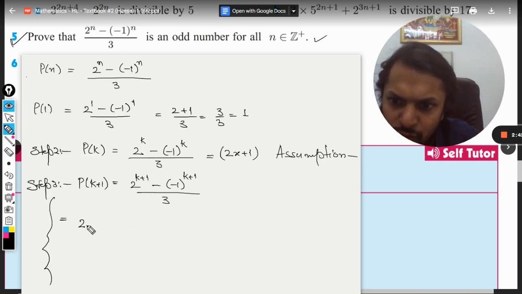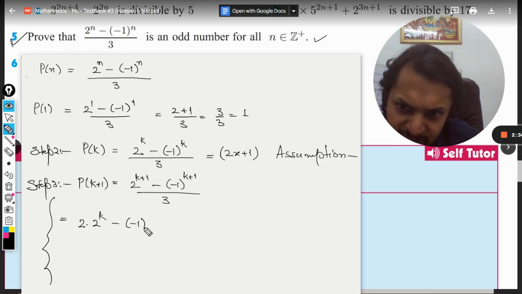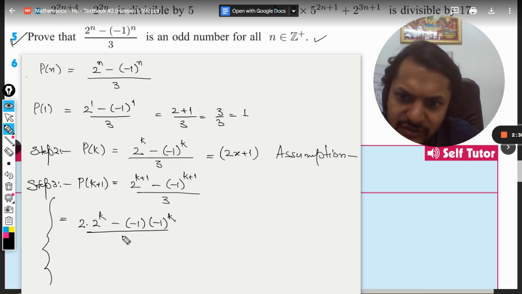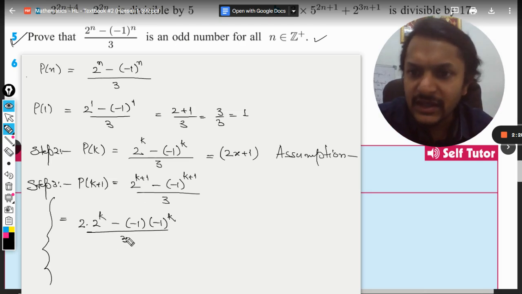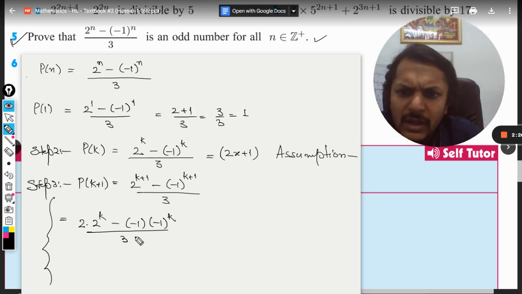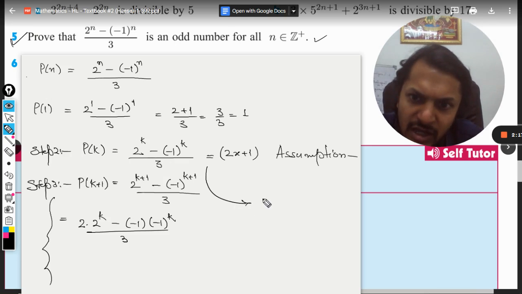This will be 2^k minus, this can be taken as minus 1 and minus 1 raised to power k. So this will be divided by 3. So now what I do is I take some value from this place and I will replace the value of 2^k from here. I am going to find the value of 2^k.